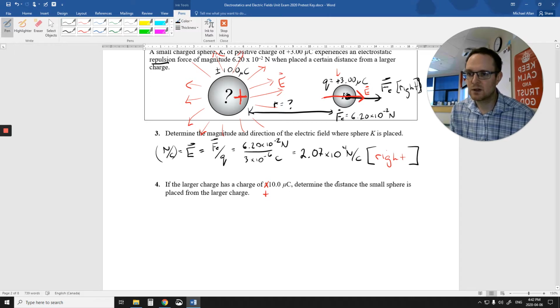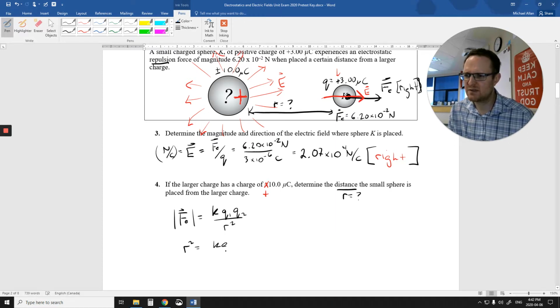Now, what they're looking for, they want to determine the distance. They're looking for R that has to be placed to get this force. So we're going to look at the formula. The formula says Fe, absolute value, so the direction and the signs of the charges don't matter: k Q1 Q2 divided by R squared.